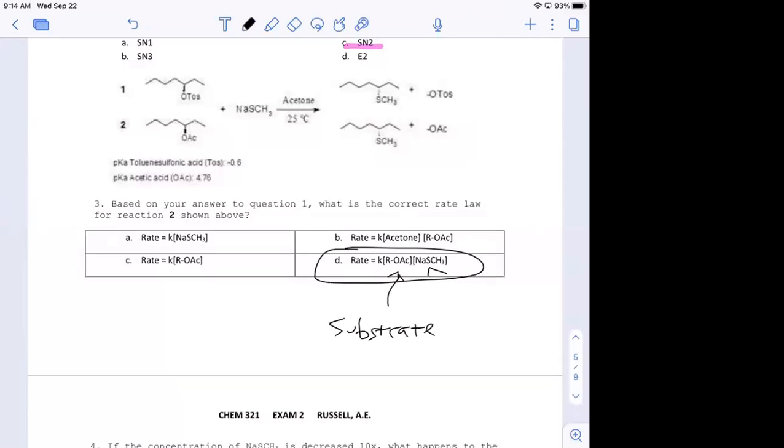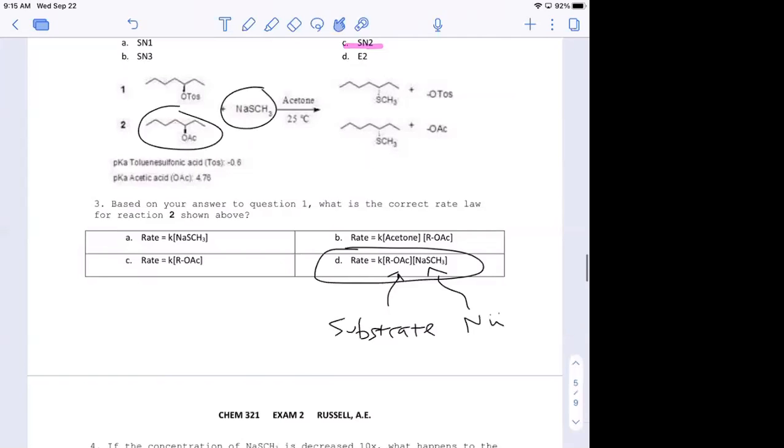That's my substrate, and then that's my nucleophile. All right. So if we know it's SN2, we know it's got a 2-term rate law, it's bimolecular, and both the nucleophile and the substrate are involved in the rate determining step. So the correct rate law would be the substrate, ROAc, where the R is just an abbreviation for that chain that's connected to the leaving group, and then the sodium methyl sulfide, which is my nucleophile. So that's right here.